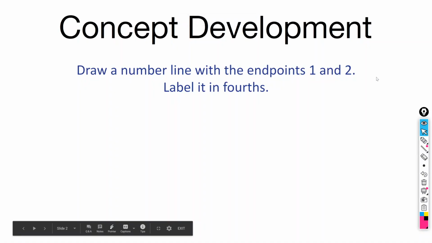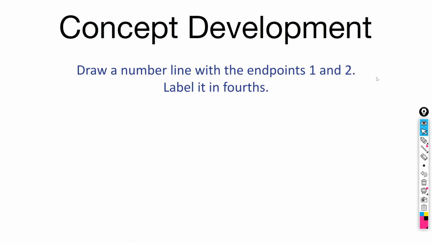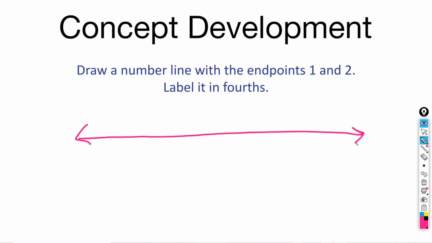First I'm going to show you what to do, and then I'll have you do one. What it is asking is for us to draw a number line with endpoints 1 and 2. So I'm going to do this one for you. Here's my number line. My endpoints are 1 and 2. So that's my start and my end. It wants us to label it in fourths.